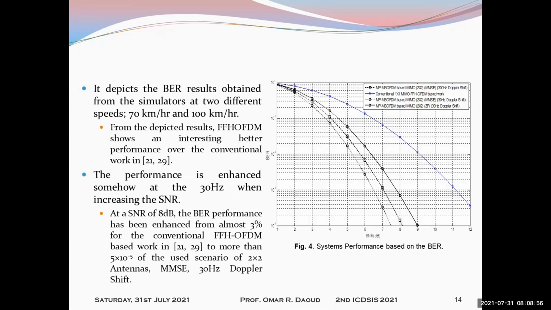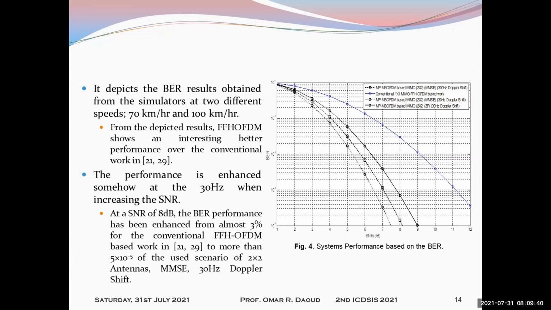The first result has been drawn in order to check the bit error rate enhancement under the Doppler shifts in two different scenarios, using either the zero forcing or the minimum mean square error for the MIMO technologies. This figure depicts the bit error rate results obtained from the simulators at two different speeds, 70 kilometers per hour and 100 kilometers per hour.